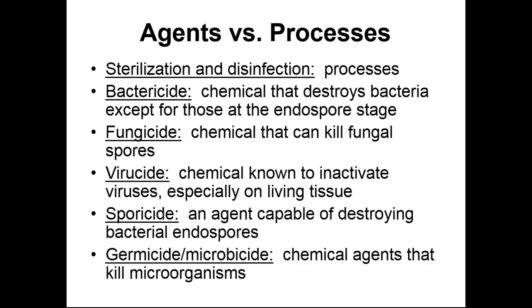A bactericide, as its name implies, is something that kills bacteria. Cide means death. A bactericide is a chemical that kills bacteria, except for those that are at the endospore stage. A fungicide kills fungal spores. Virucides deactivate viruses. Sporicides are capable of destroying bacterial endospores. And then germicides, or microbicides, are generic agents that just kill microorganisms generically. So think of alcohols or bleaches in those situations.